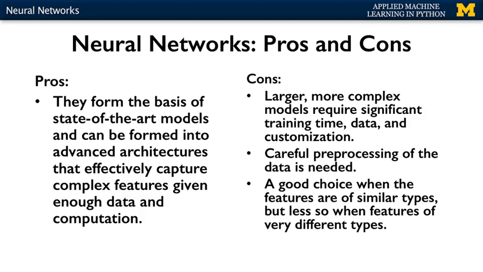In addition, careful preprocessing of the input data is needed to help ensure fast, stable, meaningful solutions to finding the optimal set of weights. In general, neural networks are a good choice when the features are of similar types, for example, all derived from the pixels of an image, and less of a good choice when the features are of very different types.